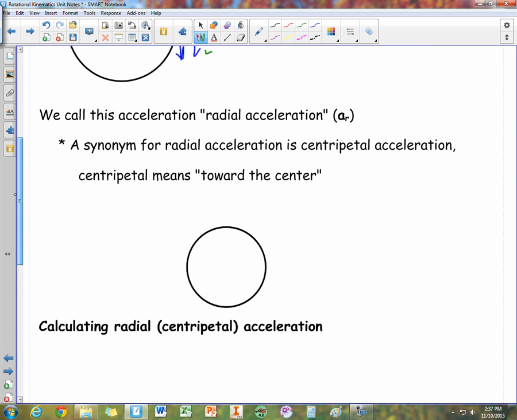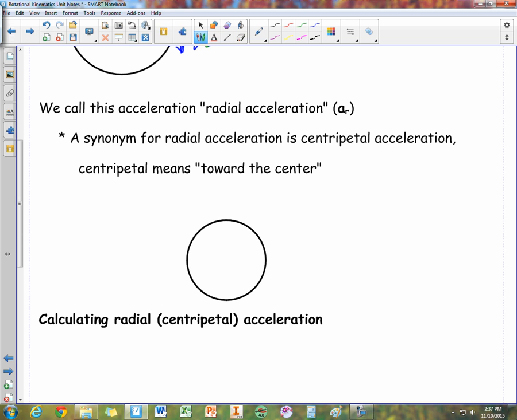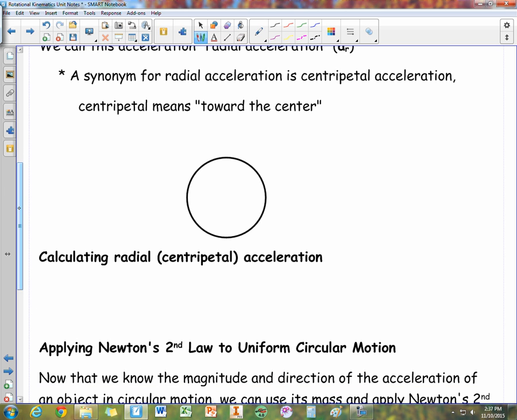Now, a synonym for radial would be centripetal. Centripetal means towards the center. So if I had an object that's going through circular motion, we would have a tangential or linear velocity and a center-seeking radial acceleration.